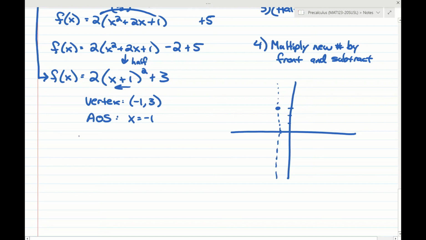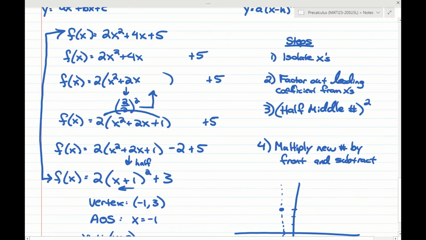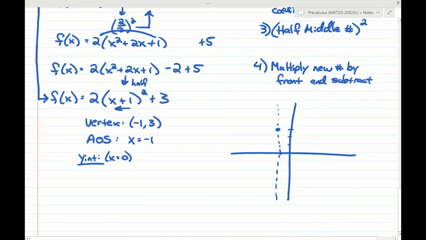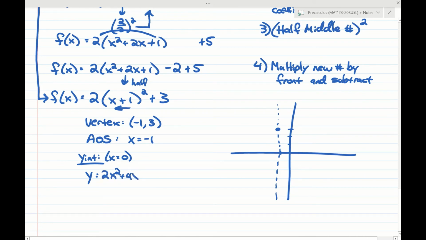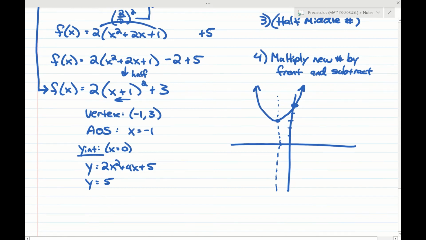We could also find the y-intercept by making x equal to 0 in either the original or the new problem. So it doesn't matter which one you use. Usually the originals are a little easier. So 2x squared plus 4x plus 5 is the original. And if we put 0 in for all the x's, you just get y is 5, which makes sense. We get a parabola that looks something like that.